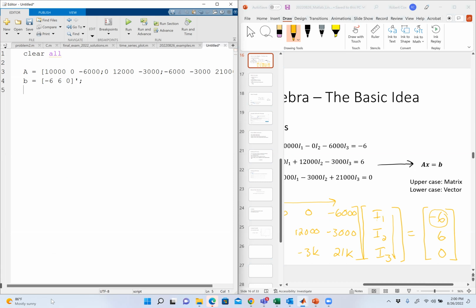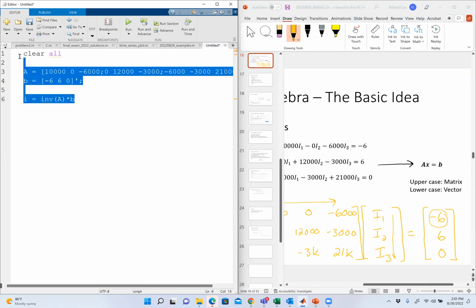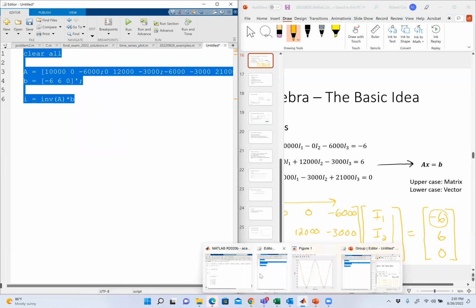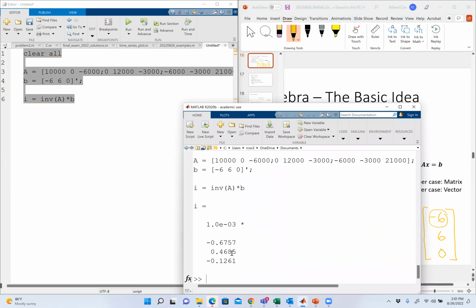Now I've got that all set up. I could call the unknown X, but I'm looking for current, so I'll say I equals the inverse of A times B. Then I'll come up with my answer. I'll highlight that and say evaluate selection. And somewhere there are my currents. They're milliamp type currents.